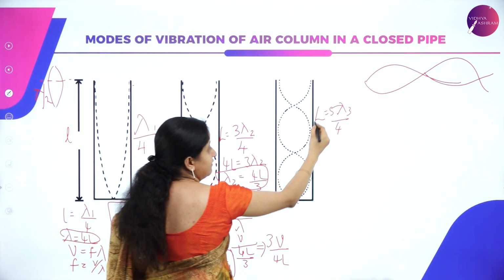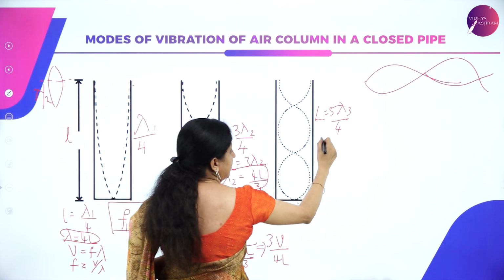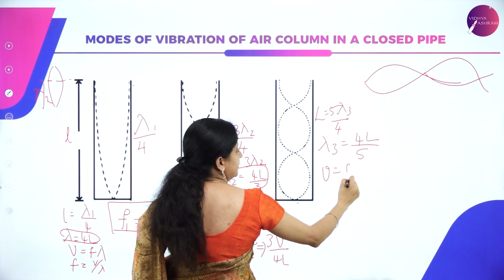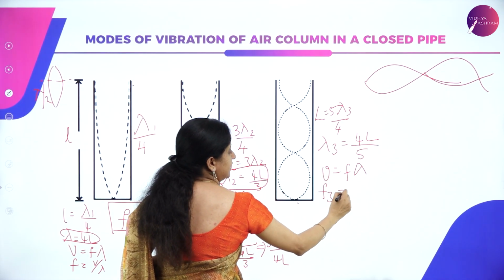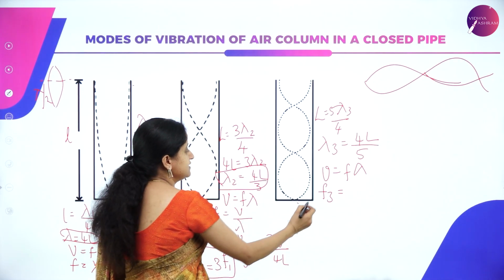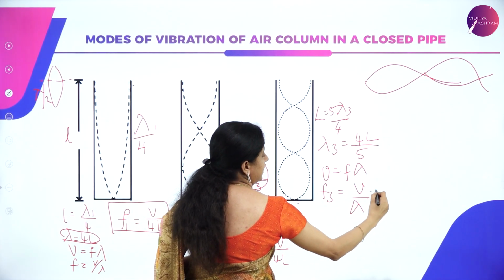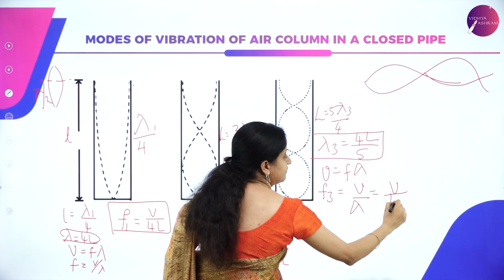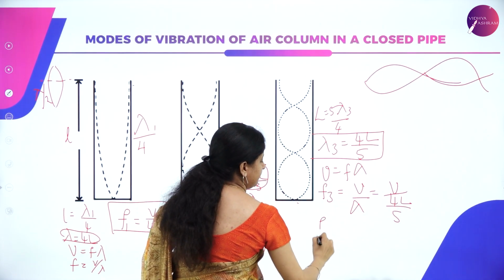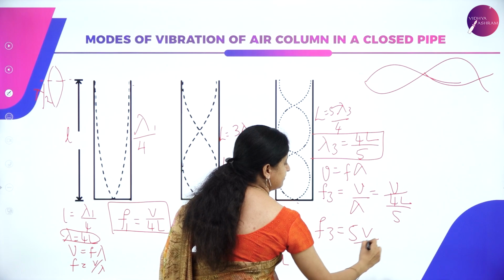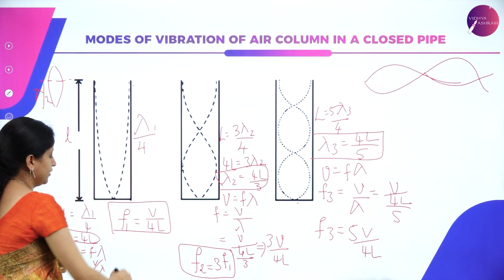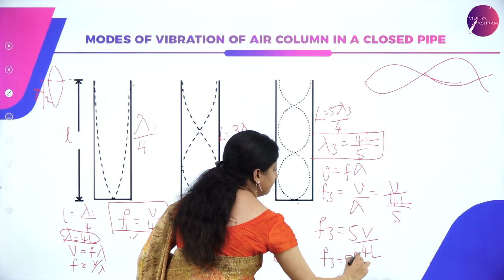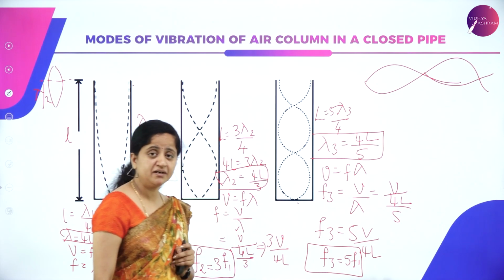Next, for the third mode we have L is equal to 5 lambda 3 by 4, and we can write it as lambda 3 is equal to 4L divided by 5, and we have the relation V is equal to F lambda. For the third mode of vibration, F3 is equal to V by lambda 3, that is V divided by 4L by 5, or I can write it as F3 is equal to 5V divided by 4L. But what is V divided by 4L? It is F1. So I can write F3 is equal to 5 into F1. It is again the integral multiple of the fundamental frequency.